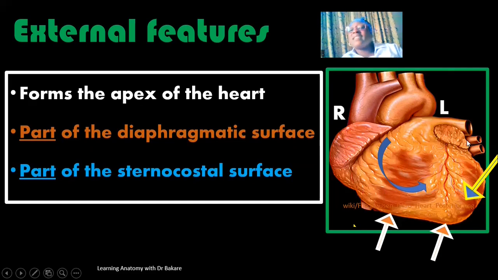So we can see on the external surface the different regions of the heart formed by the left ventricle. The apex of the heart is formed by the left ventricle, while part of the diaphragmatic surface and also the sternocostal surface are formed by the left ventricle. So it's also good for us to know this.